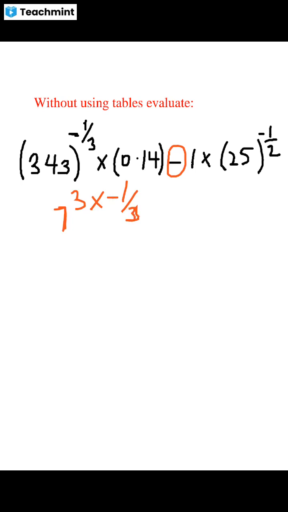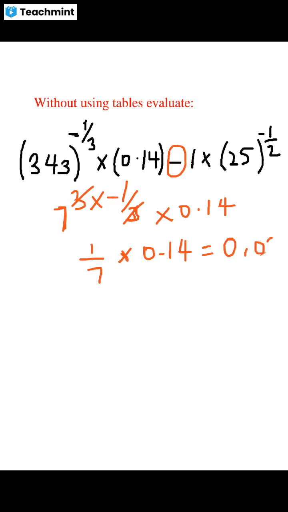I'm going to do that part separately and do the other part separately. Times 0.14. Now this cancels this. So 7 raised to power, this is left with 7 raised to power minus 1, and that is 1 over 7. That's the reciprocal law. Times 0.14. 0.14 divided by 7, we're going to get 0.02.